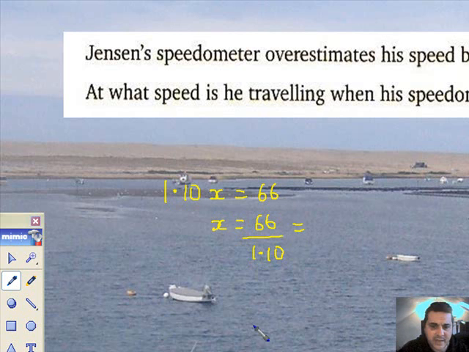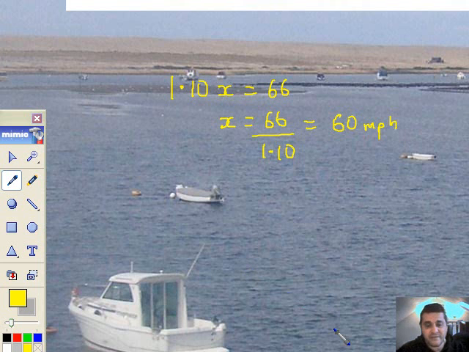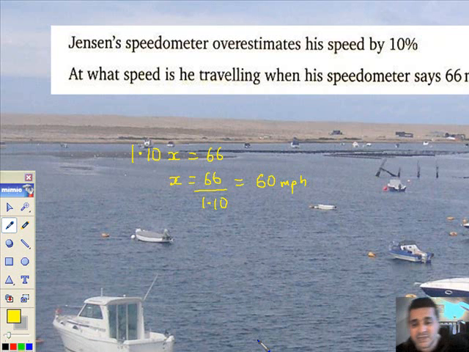So let's just work out the actual speed. Right, I can see that 11 goes into 66 6 times. I can see straight away the answer is 60 miles per hour. If in doubt, this is a calculator unit. Go 66 divided by 1.1, you'll get 60.